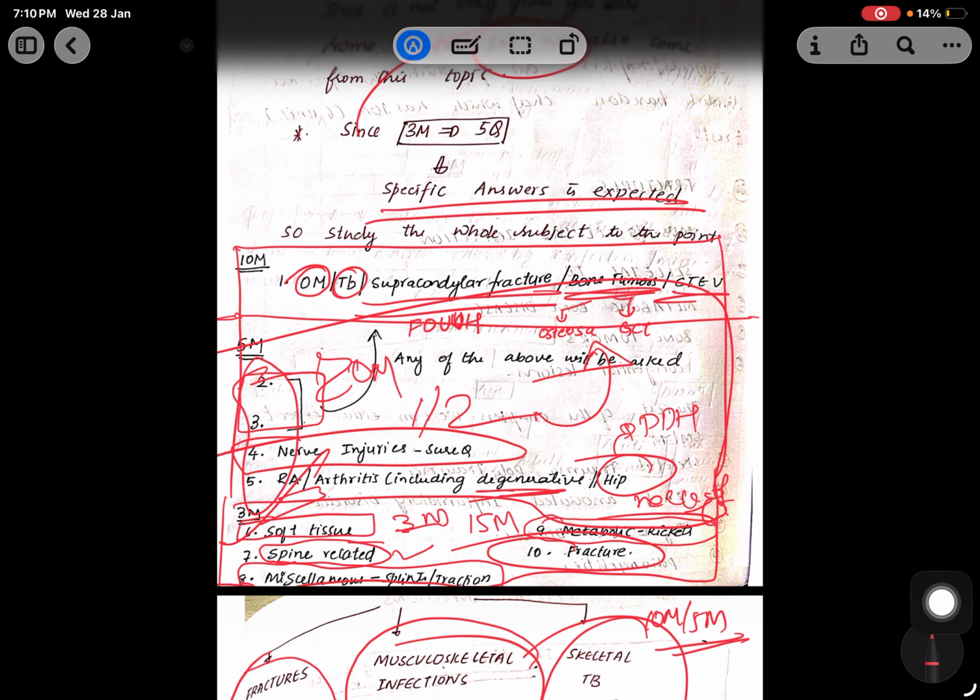And also a soft tissue related question is sure. A spine related question is also sure. The problem for the paper setter is they have to include all related topics here. So when they have to include all related topics, you need to study specific things in specific topics. So you need not study all kinds of fractures. You need not study Jones fracture, Smith's fracture, mallet fracture, or any other fracture for that matter, because at best it can be asked as a 3 marker.